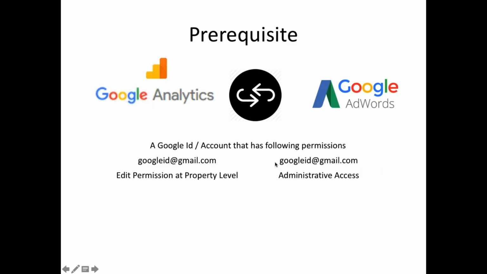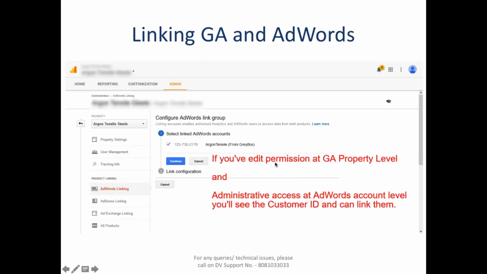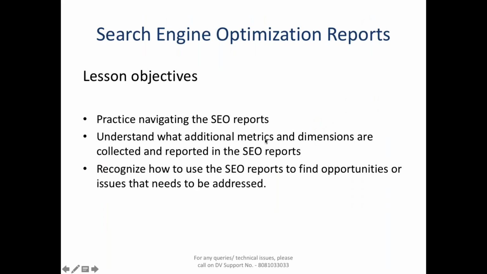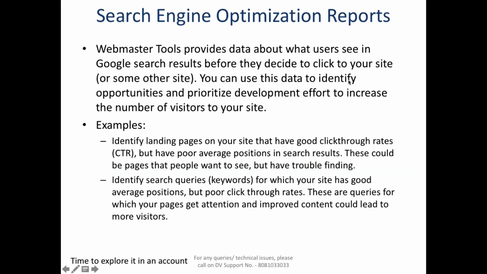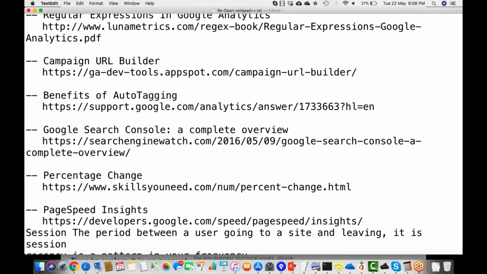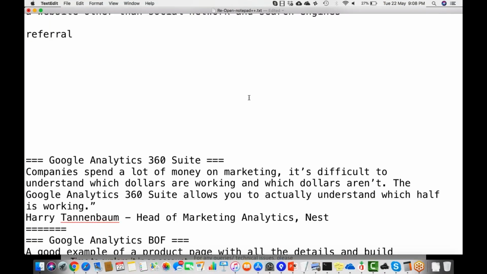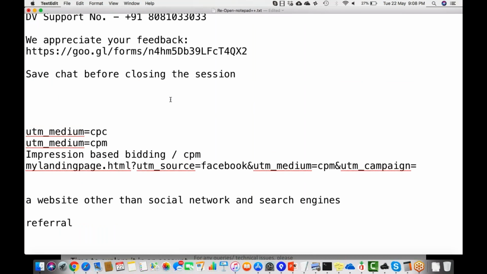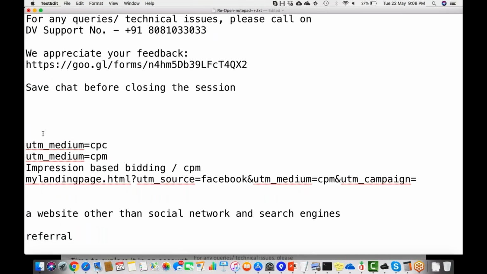All right. So let's come back to the presentation for a while, and we have done this already. Let's move forward. Now, Webmaster Tools provides data about what users see in Google search results before they decide to click to your site or some other site. And you can use this data to identify opportunities and prioritize development effort to increase the number of visitors to your site. Now, what does this mean? I'll explain this with a few key concepts. So let's understand that first.